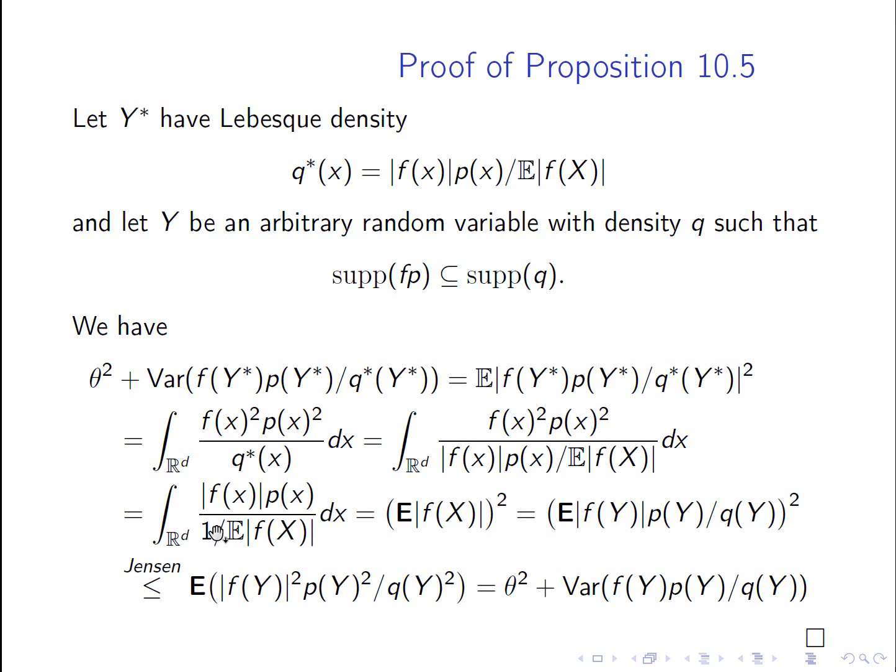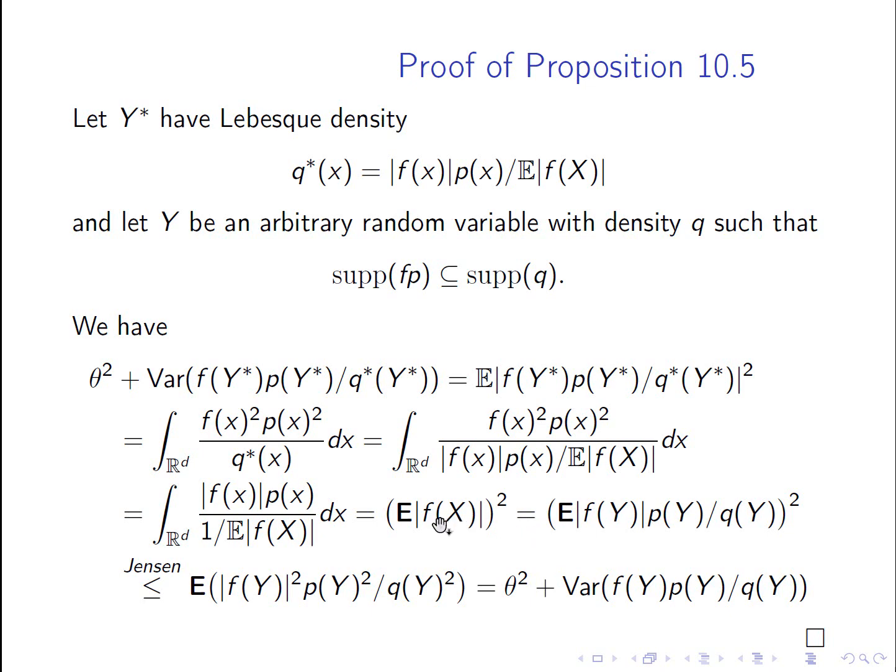Okay, this here we can take out. So it's actually the expectation of the absolute value of f of x. And if we have taken this out, what remains is the integral over absolute value of f of x p of x. But that's again the first moment of f of x, so we are getting the first moment of f of x, squared.